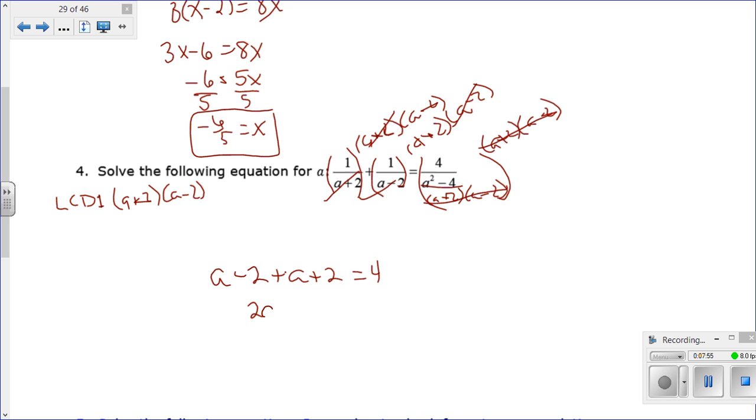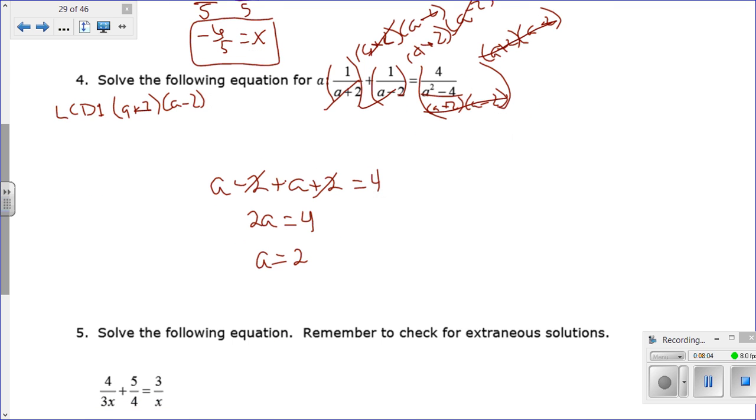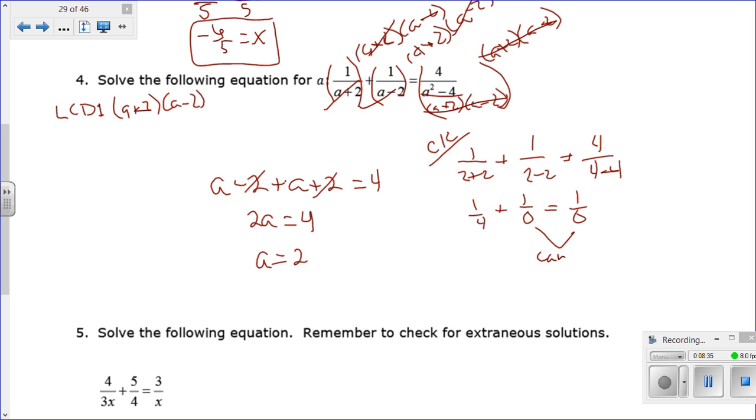So here I have 2A equals, my 2's cancel out, 4. So A equals 2. Now, I know that this one doesn't say to check, but we're going to check this one anyway. And when I check, I'll get 1 over 2 plus 2 plus 1 over 2 minus 2 equals 4 over, if I square 2, I'll get 4 minus 4. So I get 1/4 plus 1 over 0 equals 1 over 0. You can't have zeros in the denominator.